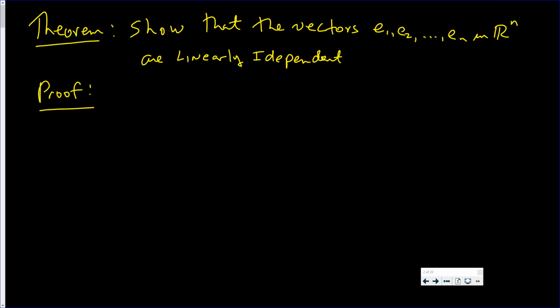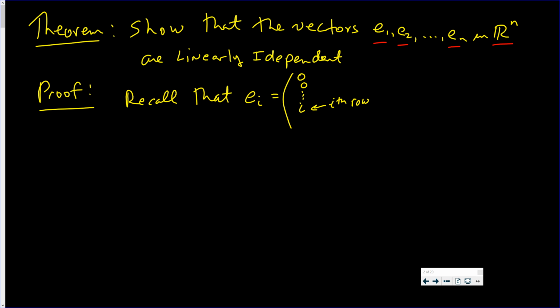In this video, we are going to show that E1, E2 up to En in Rn are linearly independent vectors. First, let us recall that E sub i has all zeros except in the ith row, where it has a 1. And the rest are all 0.